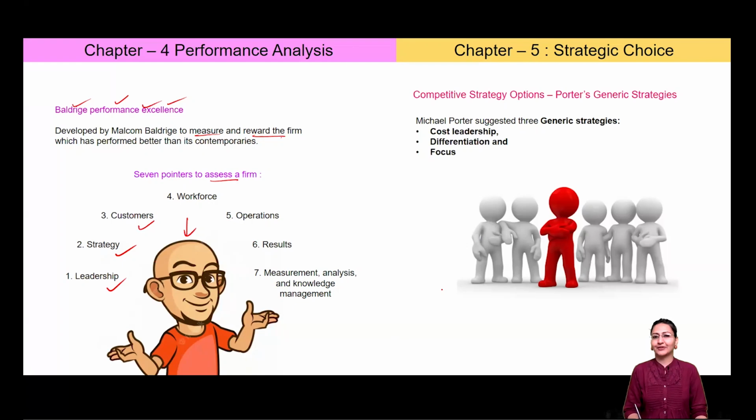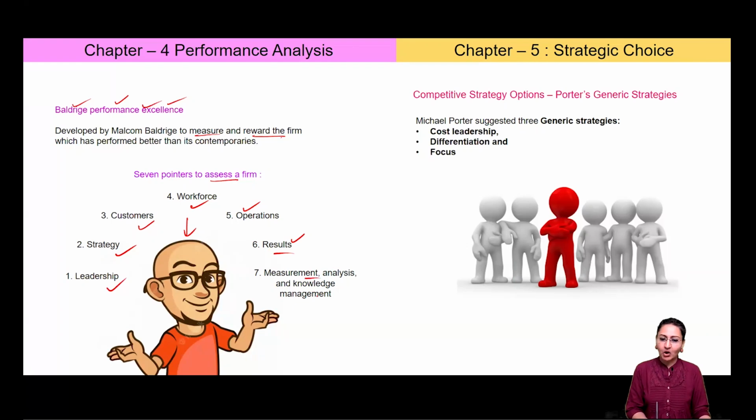Are the customers of the firm happy? What about the workforce of the company? Is the workforce handled well? Is the workforce fairly treated? Is the workforce well paid? Operations. How are the operations managed by the firm? Results. What are the results? Financial, non-financial, both. Results of the business.